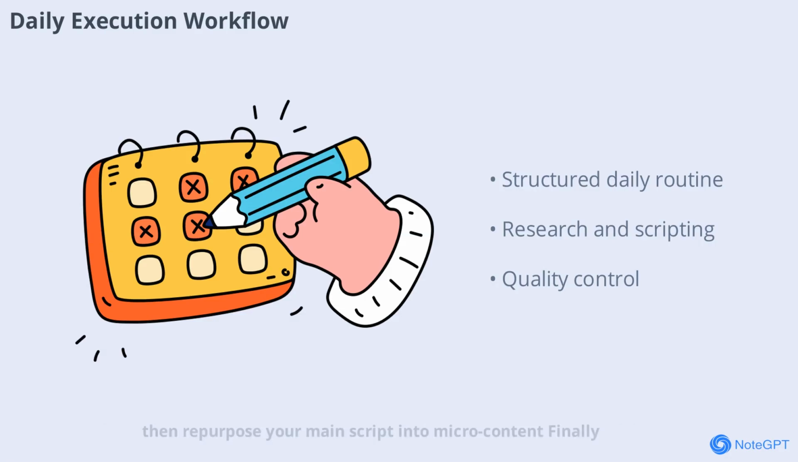Move to production and editing, then repurpose your main script into micro-content. Finally, audit your outputs for retention, hooks, and clarity before publishing.